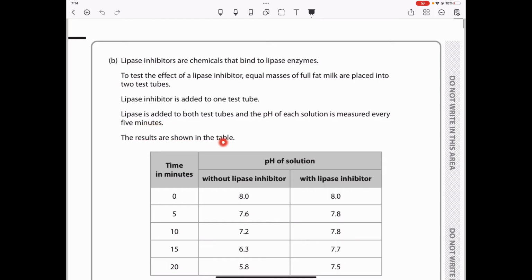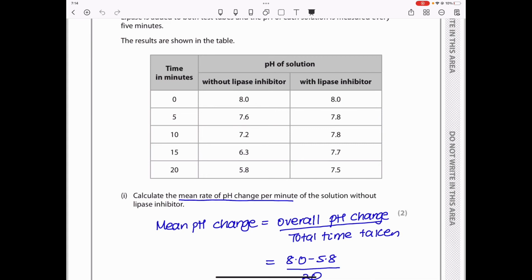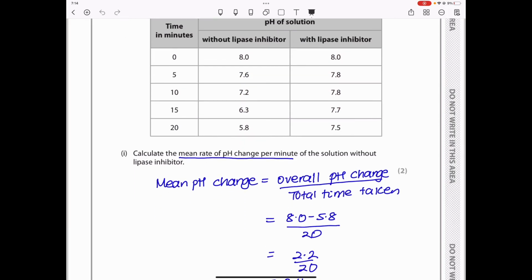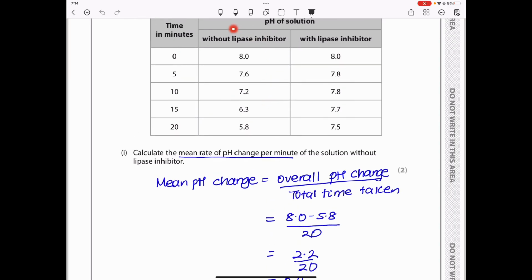The results are shown in the table. So here in the table we have the results, and we can see as time passes by, here we have a greater decrease in pH in comparison to that. So the first question is asking, calculate the mean rate of pH change per minute of the solution without lipase inhibitor. So we are looking at this solution here.